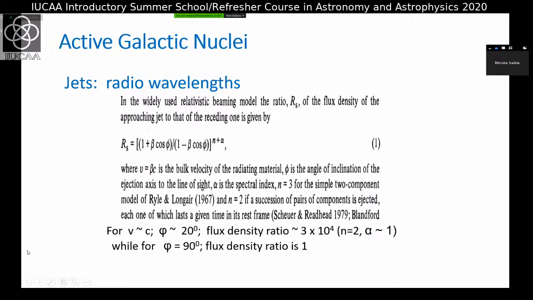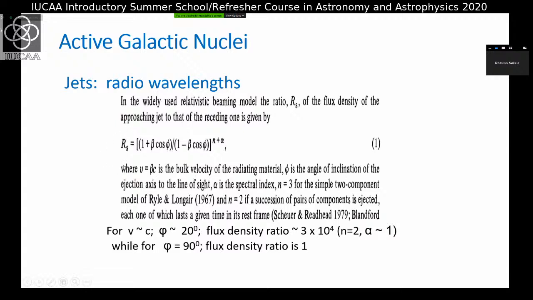I've put two canonical numbers over here: if the velocity is of the order of light, close to it, and phi is of the order of 20 degrees, the flux density ratios could be in thousands. Orders of magnitude. So if the jets are moving at high velocities, the brightness of the one coming towards you would be larger than the one going away from you by a very large factor. If you look at phi equal to 90 degrees over here, the ratio is going to be 1. So at large angles, this ratio is less.